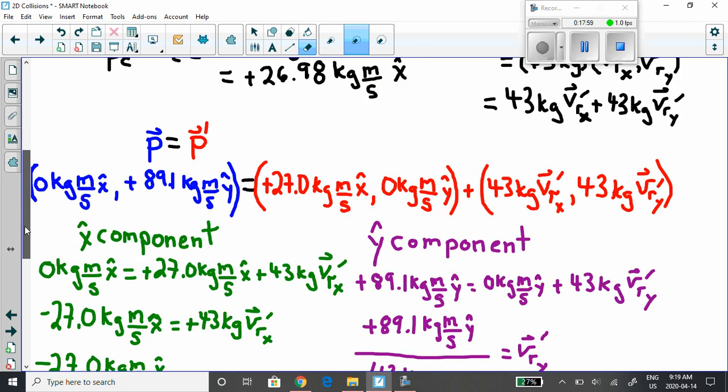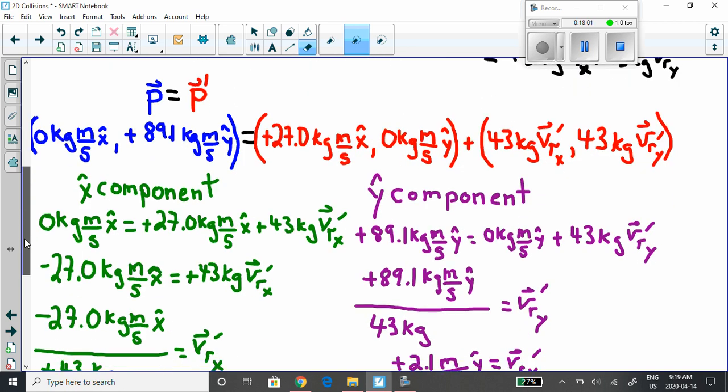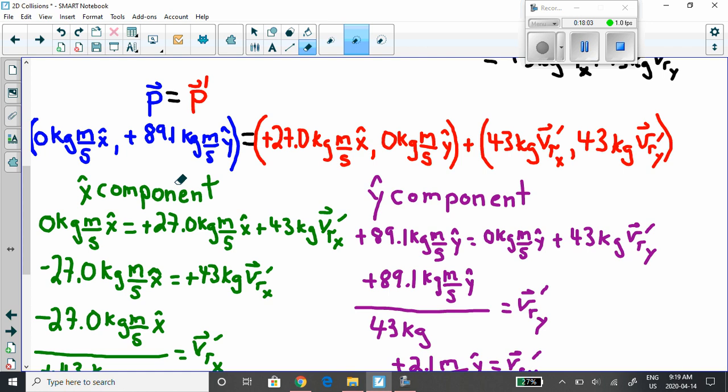Well, if there's two unknowns, I better hope I'm going to have two equations, and I do have two equations. One of the equations is based on solely looking at the x component. So look, 0, 0 equals this x component, put it down, plus this x component, put it down. Look, I have one unknown, and I can work through and solve it.